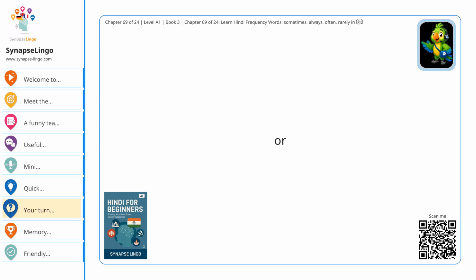Which word is stronger? हमेशा or अक्सर? Answer: हमेशा. Which word means less frequent? कभी कभी or अक्सर? Answer: कभी कभी.